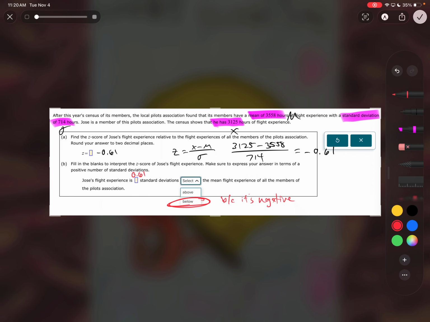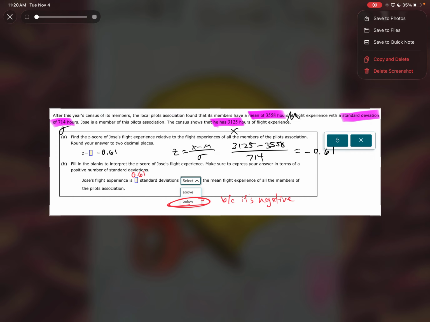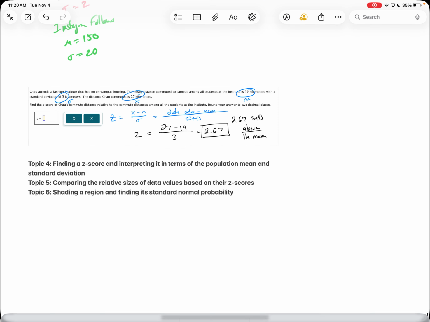Okay, so this is the way we talk about z-scores. You don't really just say positive and negative. Negative would be below the mean because it's less than average, and positive would be above the mean because it's more than average.